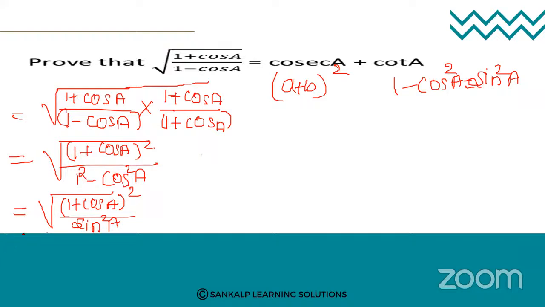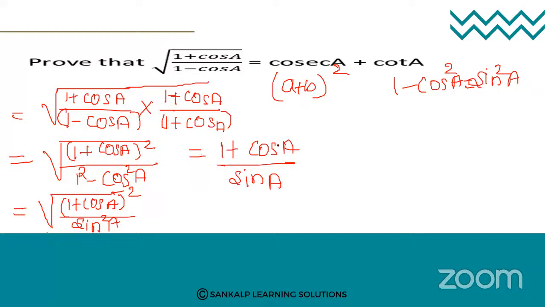Right. Next. (1 plus cos A) whole square divided by sin square A ಅಂತ ಇದೆ. So this is under the root. ಈ root ಇಂದ ಹೊರಗೆ ತೆಗೆದ್ರೆ ಏನಾಗುತ್ತೆ? 1 plus cos A divided by sin A. So this square and square root will get cancelled. What remains? 1 plus cos A divided by sin A.